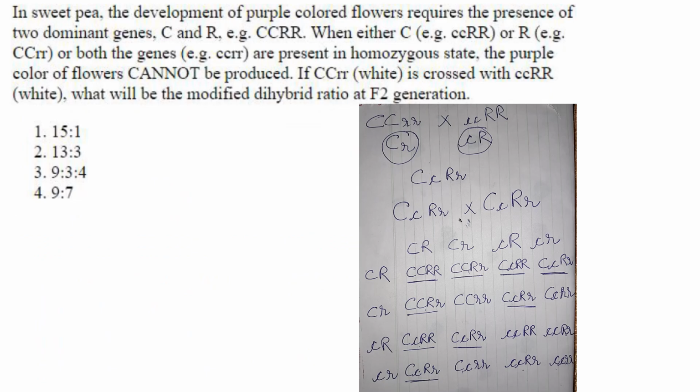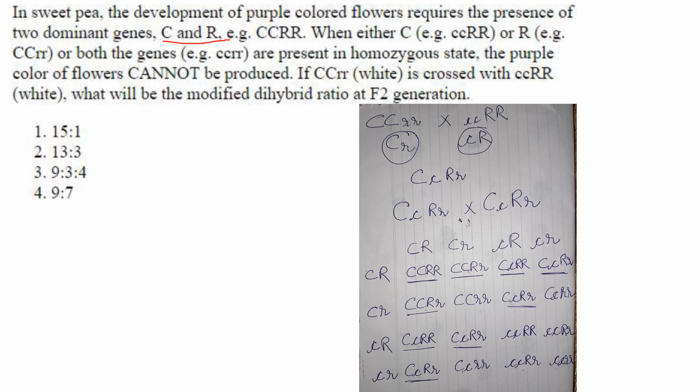Then in sweet pea, the development of purple colored flowers requires the presence of two dominant genes, C and R. For example, CC, capital C, capital C, capital R, where either capital C or capital R, or both genes, are present in homozygous recessive state, the purple flower color cannot be produced. If capital C small r, white, is crossed with small c capital R, white, what will be the modified dihybrid ratio of the F2 generation?